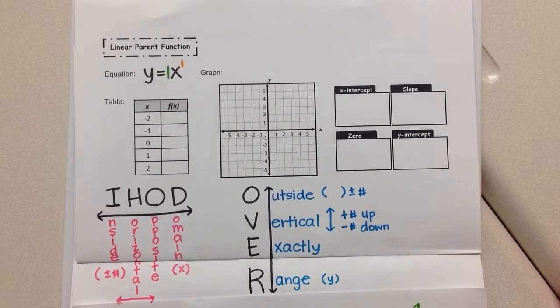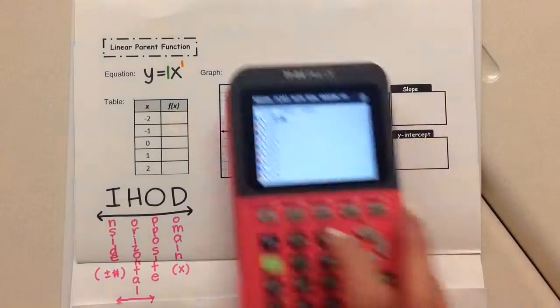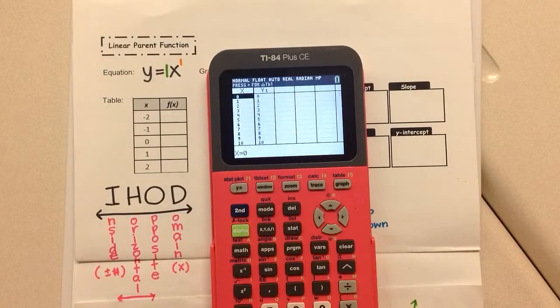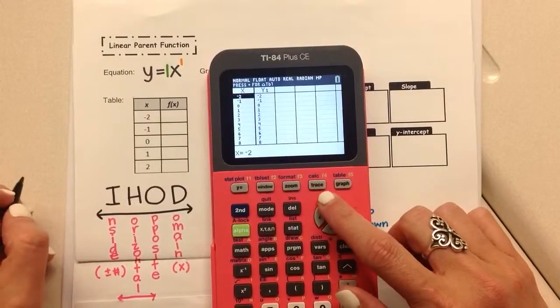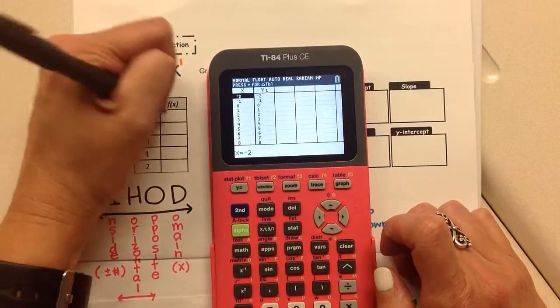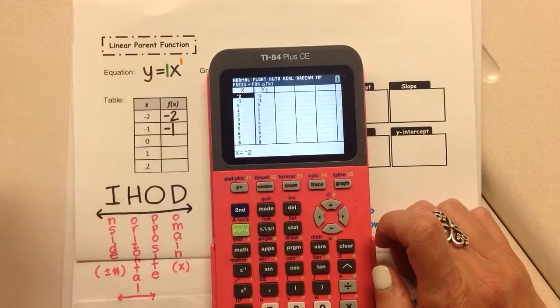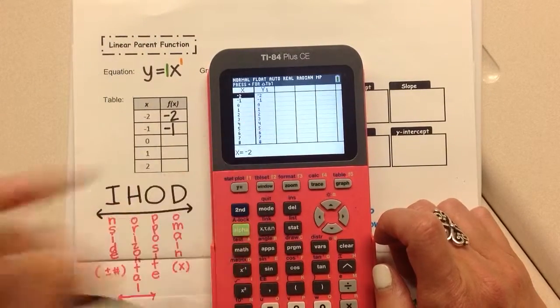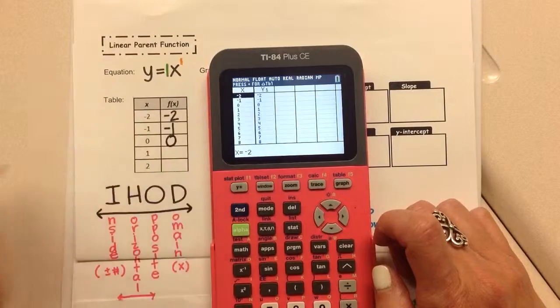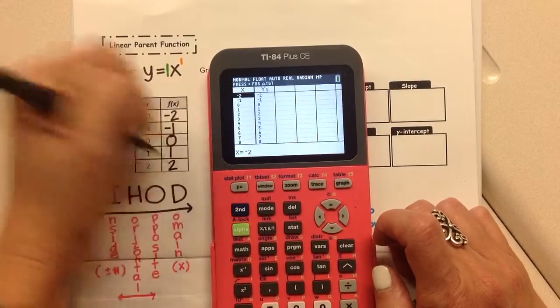So we are going to graph the linear parent function. So I'm going to go to y equals, and I'm going to type in x. And then I'm going to go to my table, and I'm going to start filling in. So when x is -2, y is the same value as x, so that's -2. The y value is the same value as x. That's what that equation is saying, and I see it's true in my calculator. When x is 0, so is y. When x is 1, so is y. And when x is 2, so is y.